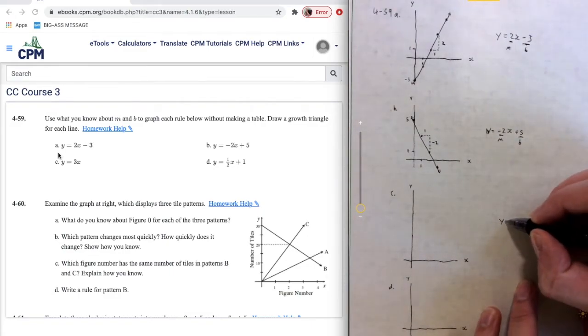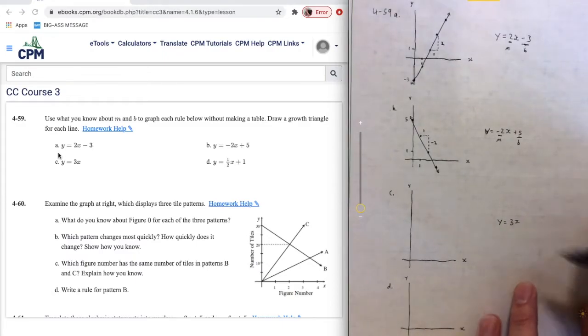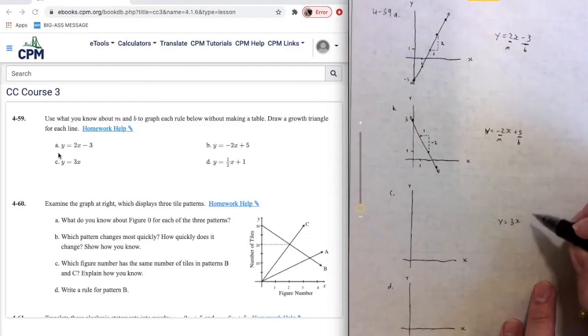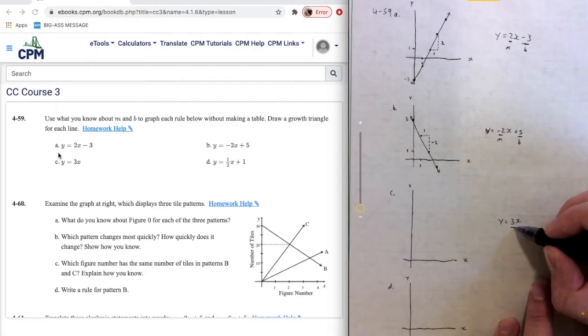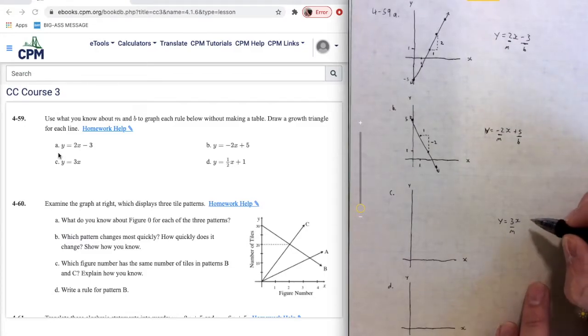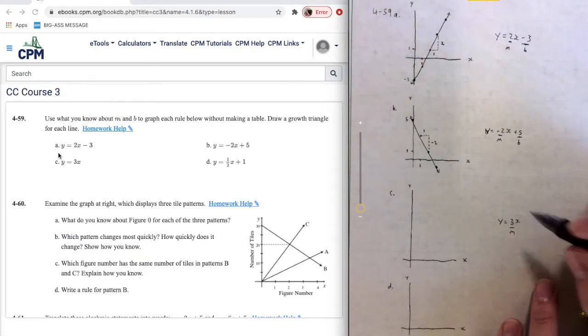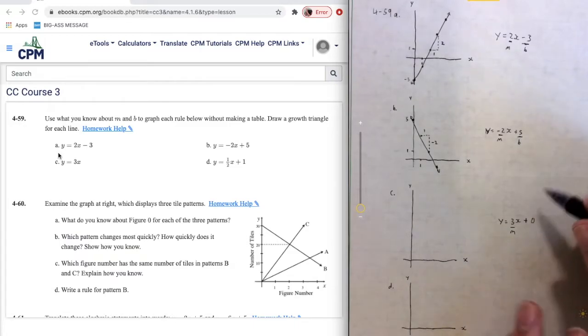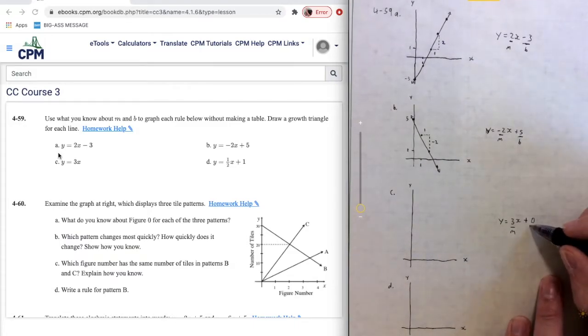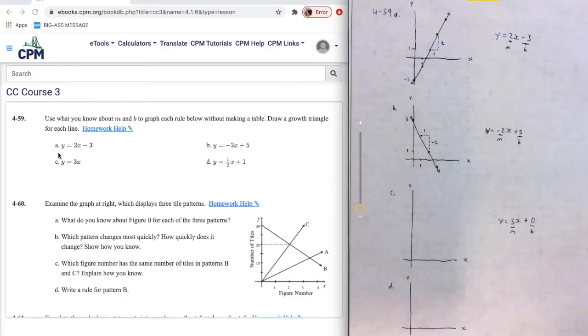Our rule is y equals 3x. And if you try to find the M and B in this rule, you'll find that there is no B. We know that this 3 is our M, but we're not adding anything. So that means our B is going to be 0. So you could write a plus 0 if you want, because adding 0 doesn't change anything. And you could identify that as the B, or you could just see that the 3x means that there is no B.